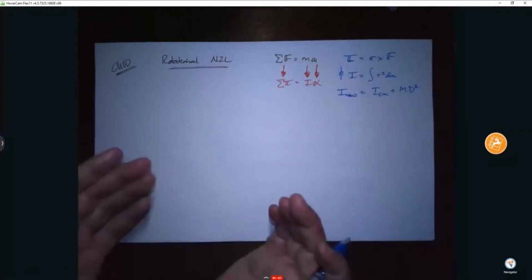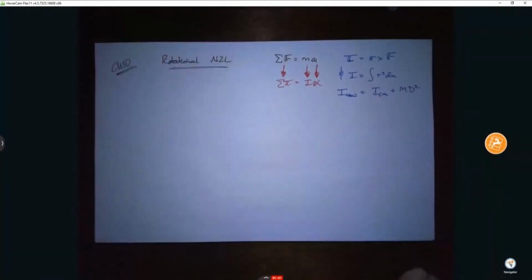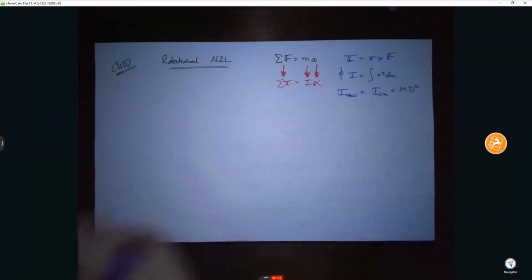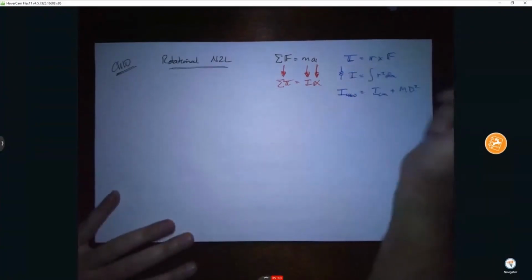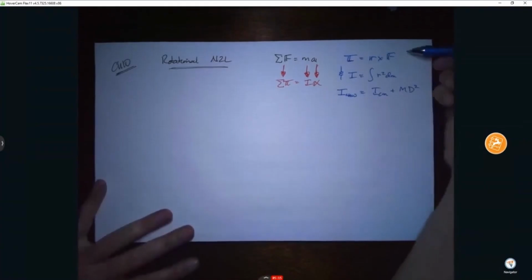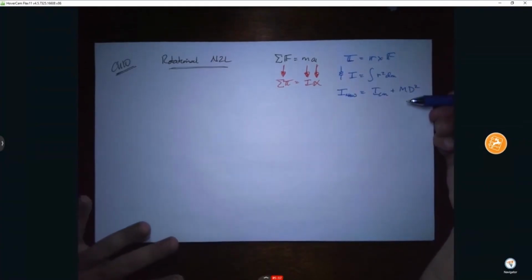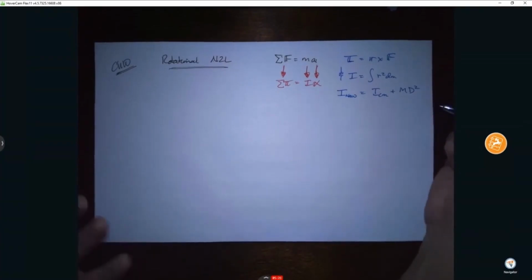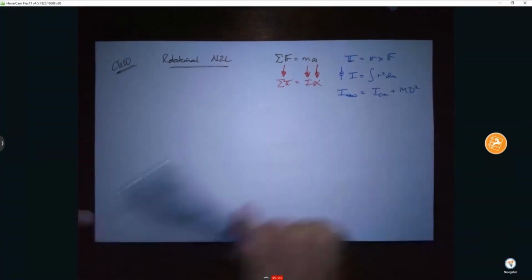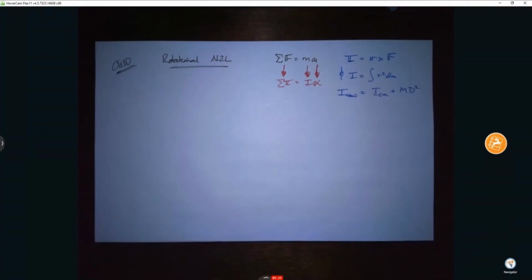It's not like an object has one mass if you move it horizontally and a different mass if you move it vertically. It doesn't behave like that. But if you change the axis of rotation, then you change the value for the moment of inertia. So all of these rotational quantities are defined relative to the axis of rotation.